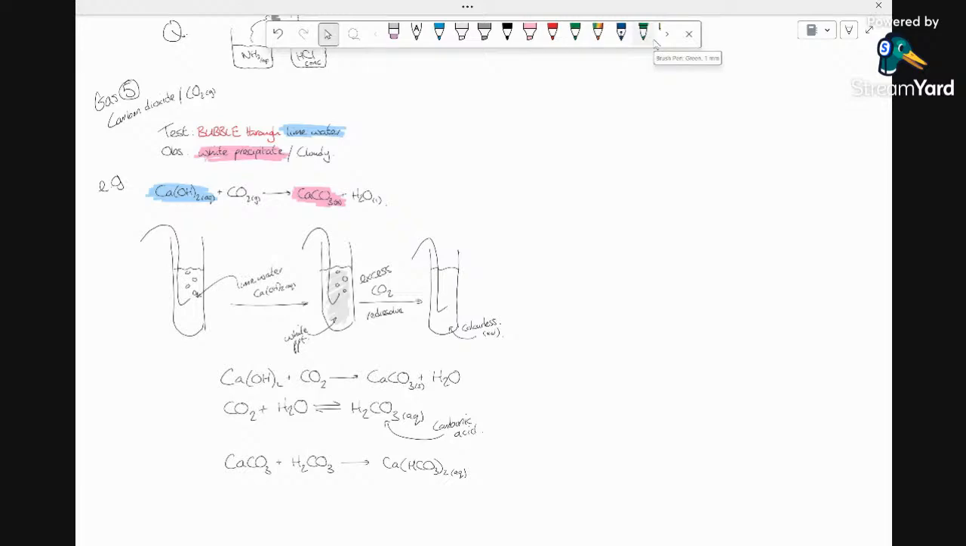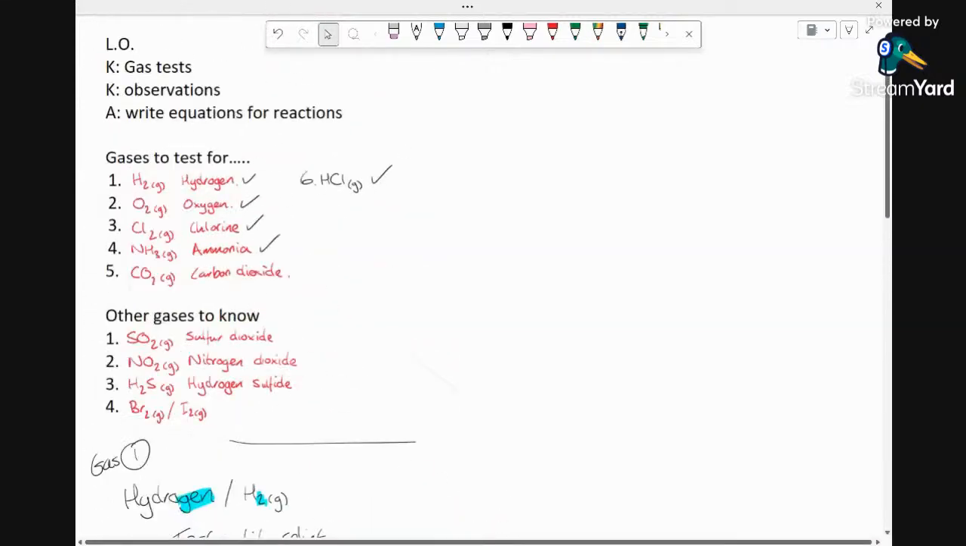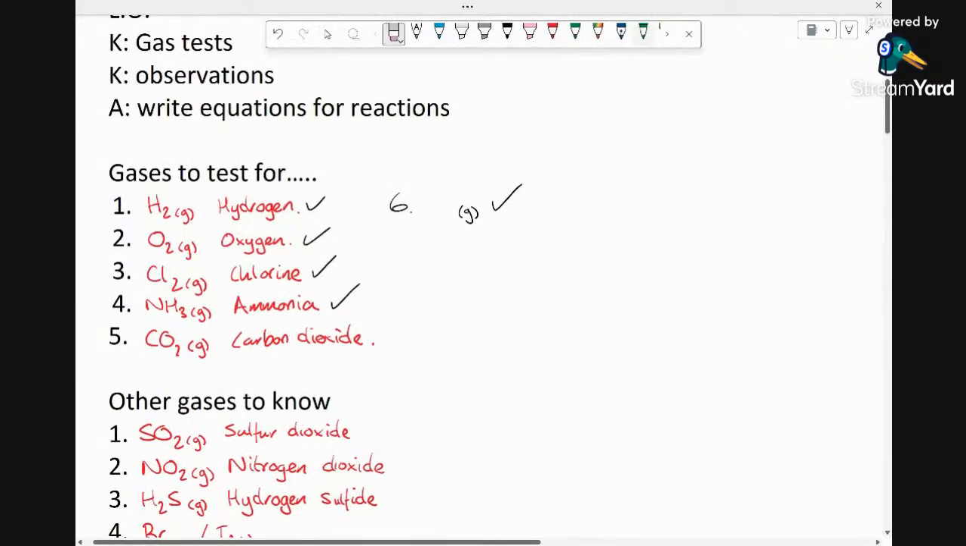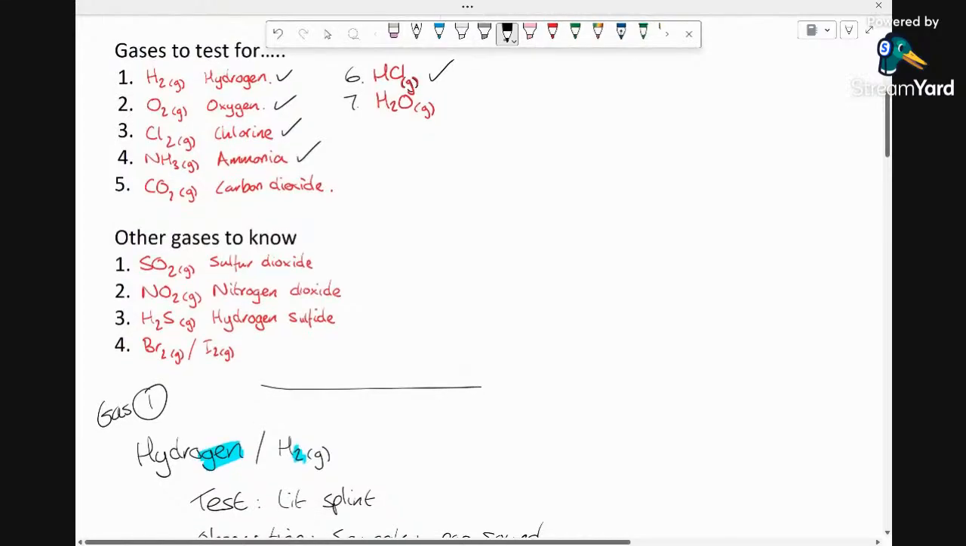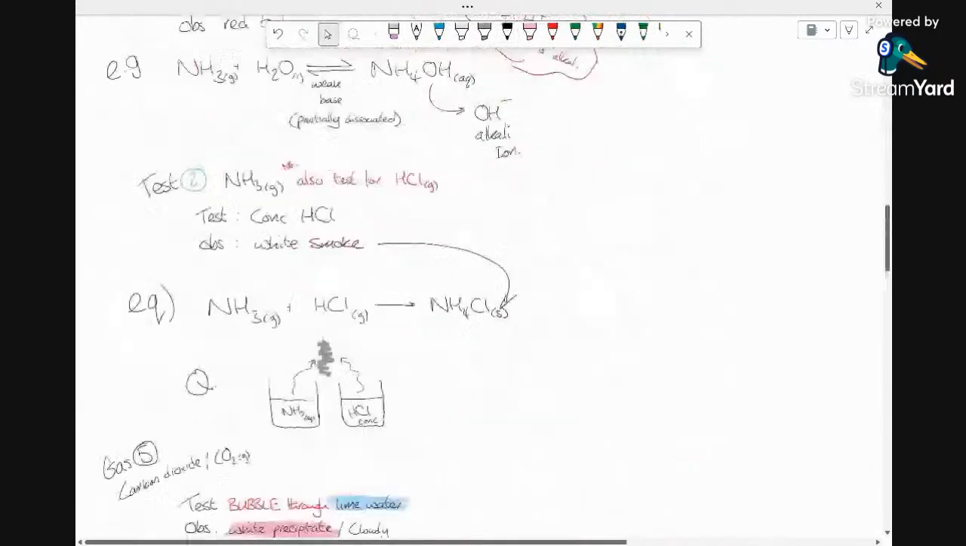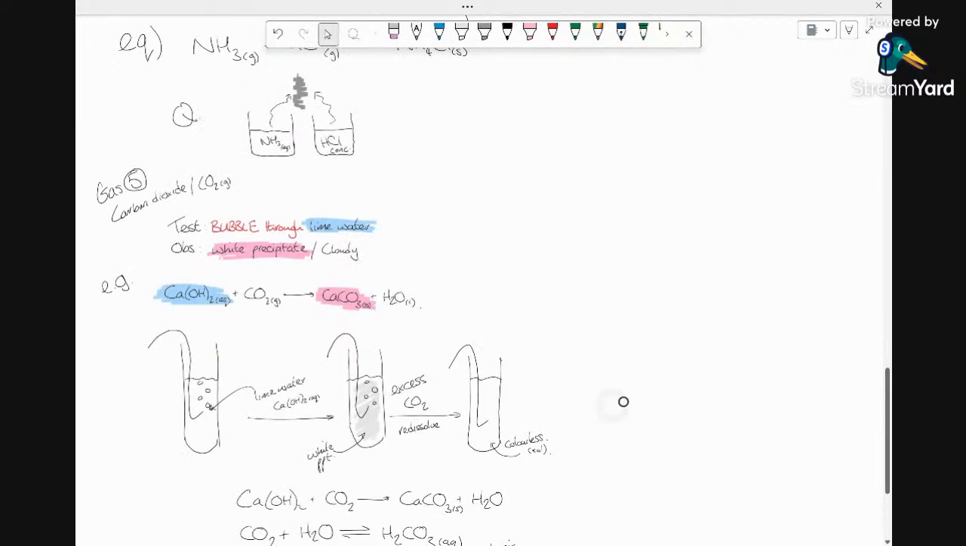I'm not doing a carbon dioxide reactions lesson, am I? I'll leave it at that. I've suddenly realized there's another gas I need to test for. Let's put that one in as HCl up there. I like putting it in red to make it stand out from the others. There's another one, water vapor, H2O. It's so easy to miss these things. H2O gas. Okay, so ammonia, carbon dioxide, done. I was going to mention some of the other chemistry regarding carbon dioxide, but that's for another video.